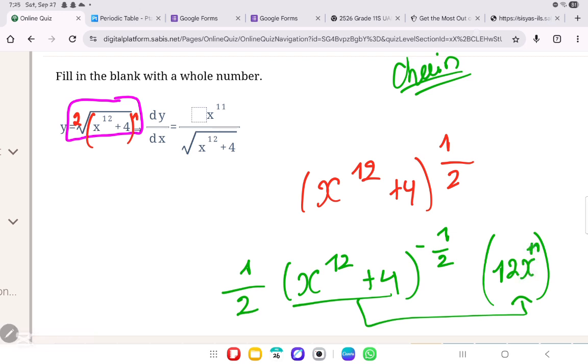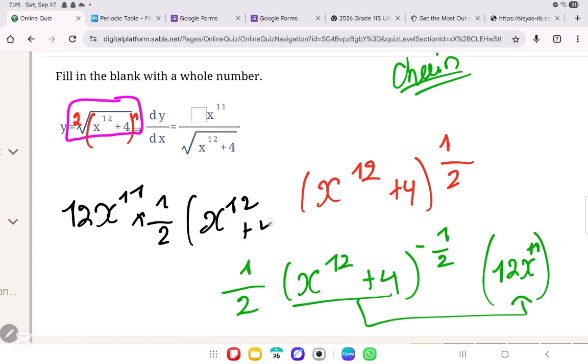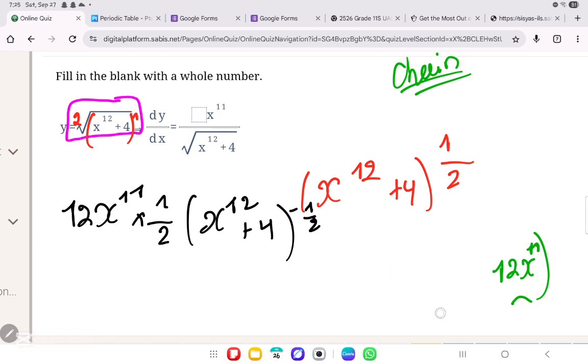So now there is no value to substitute. We can't keep it like this. So we need to simplify. So it's going to be 12x^11, okay, times 1 over 2 times (x^12 plus 4) to the power of minus 1 over 2. So let me erase this. 12x^11 times 1 over 2, that is 6x^11.